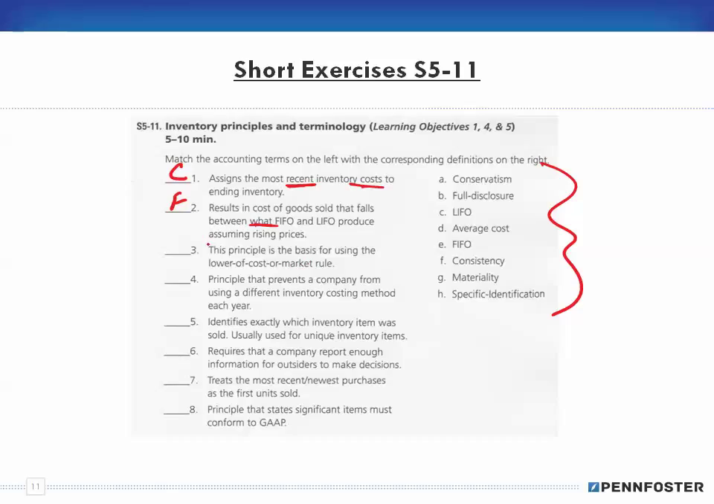Let me back up here one second. That would be, let's see here. Okay, that would be G, materiality. All right, now I'm not going to back up. Principle that prevents a company from using a different inventory costing method each year. That would be B, full disclosure. Identifies exactly which inventory item was sold.